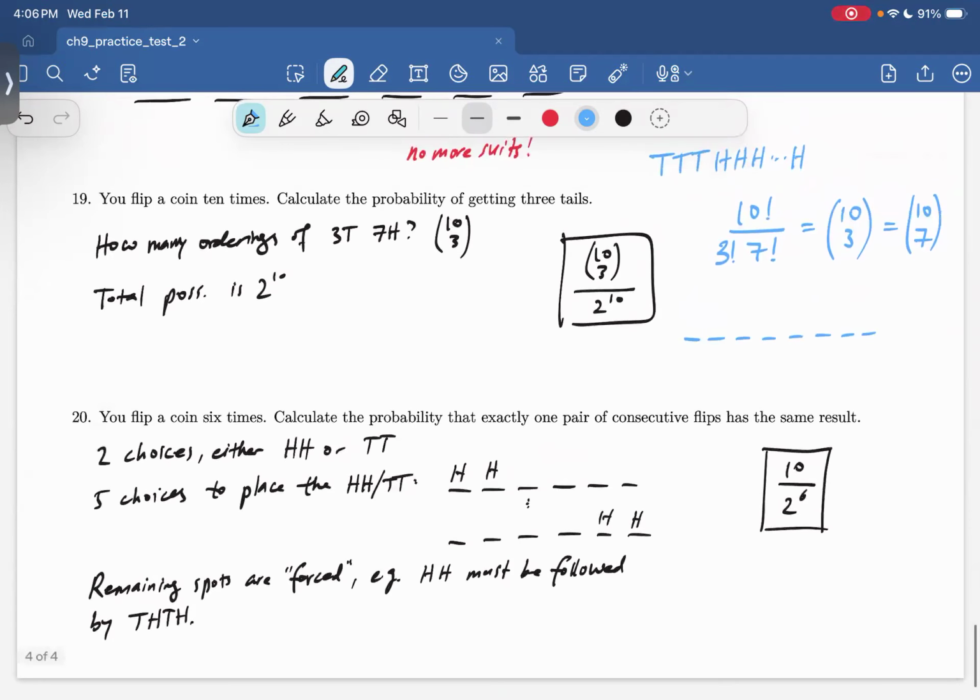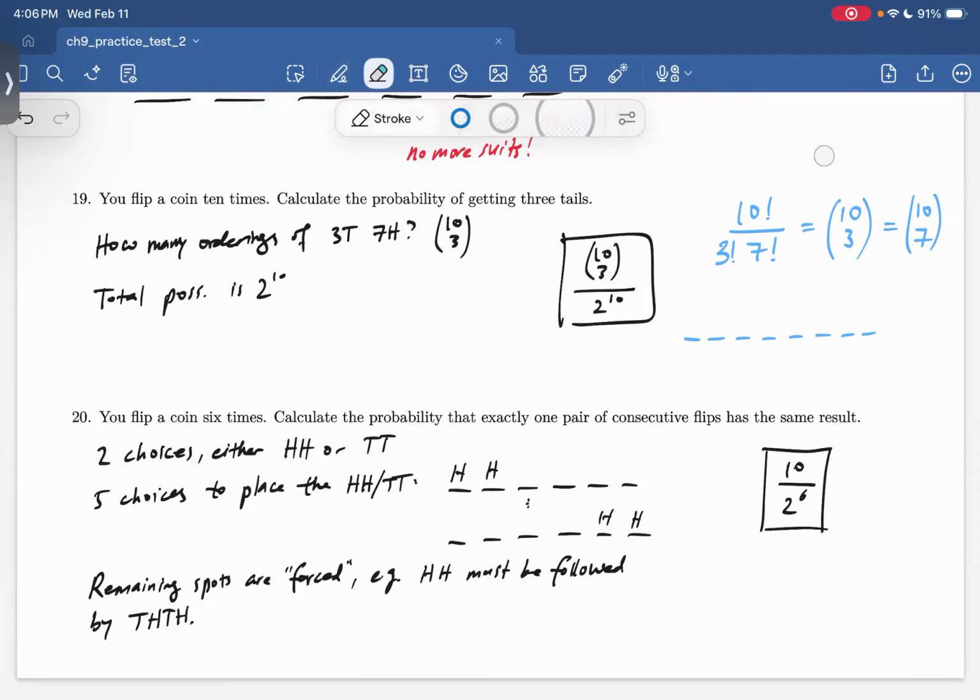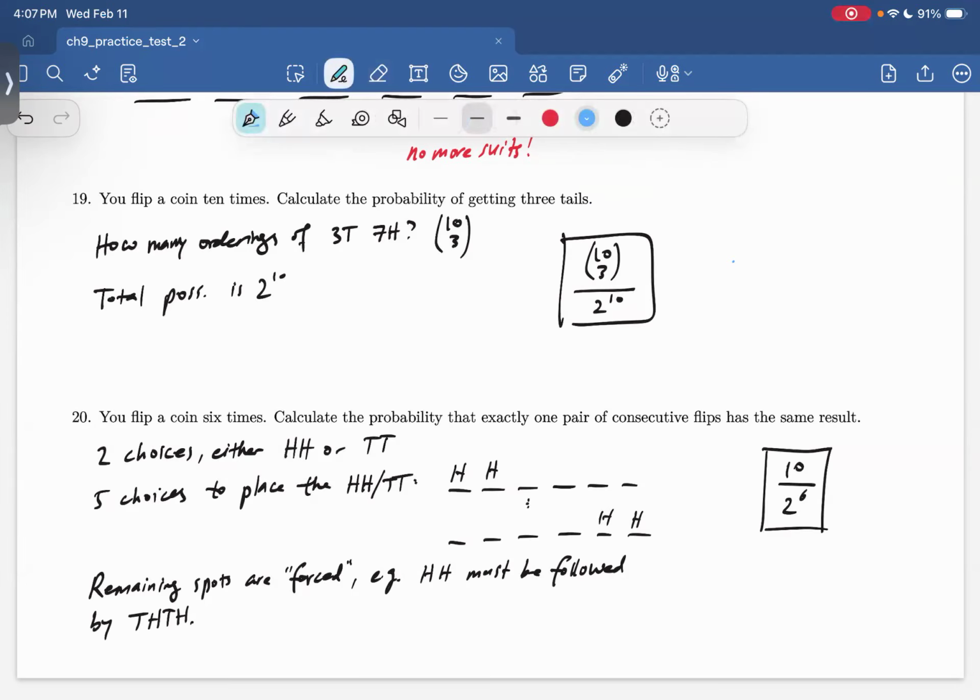Sorry about that. So you have 10 spots and you're essentially just trying to choose 3 of them to place the tails in. And if you think about it like that, you're not going to have to worry about overcounting because the 10 choose 3 automatically accounts for the overcounting already. So that means you're going to have 10 choose 3 total possible orderings for the 3 tails. So that's going to be our desired outcomes. And our total outcomes is still going to be 2 to the 10 because we have 2 choices for every flip and 10 flips total.